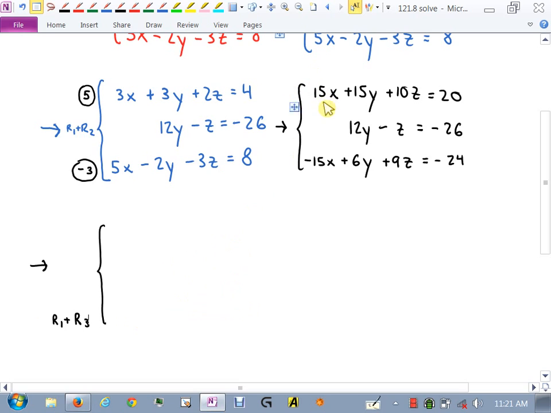When I add the 15x and -15x, I get 0, right? 15y and 6y is 21y. 10z and 9z is 19z. And then 20 and negative 24 is negative 4. And notice when I'm doing that, I'm totally ignoring the second row, right? I'm not adding all of them down, just the first and third. Okay, is that all right?